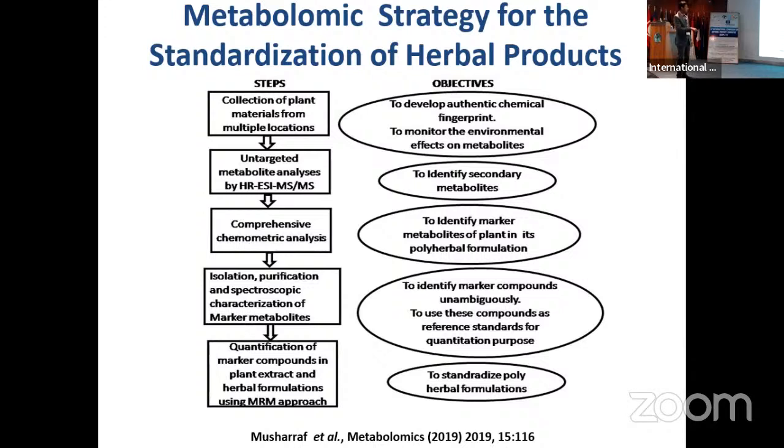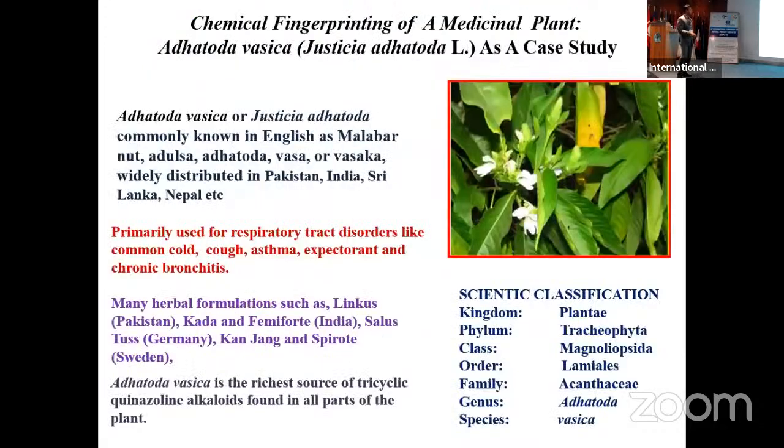Then the statistical analysis, after which we focused on the biomarker components, and then tried to purify those biomarker components, followed by quantification. So this is the strategy along with the objectives of each step, and finally it may lead to the herbal standardization phase. Now, as I mentioned, the one plant I would like to discuss here is Adhatoda vasica. It's a very well-known plant, widely distributed in the Indo-Pak region.